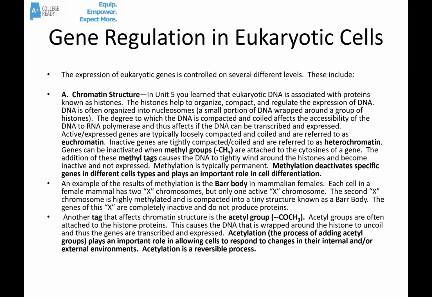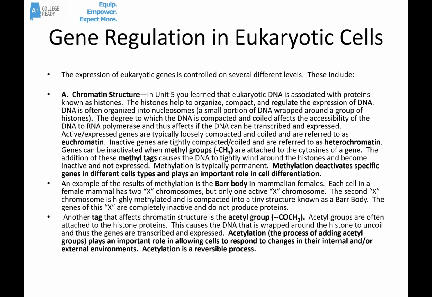It's usually sort of unwound in a form called chromatin. You also learned that DNA in eukaryotes is often associated with proteins known as histones. These histone proteins help to organize, compact, and regulate the expression of the DNA. DNA is often organized into nucleosomes, pieces of DNA wrapped around groups of histones. And the degree to which the DNA is compacted and coiled around those histones affects the accessibility of the DNA to RNA polymerase. And thus it affects whether the DNA can be transcribed, translated, and ultimately expressed.